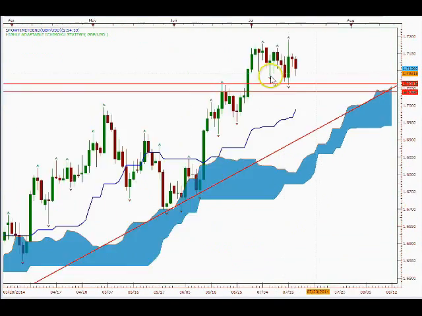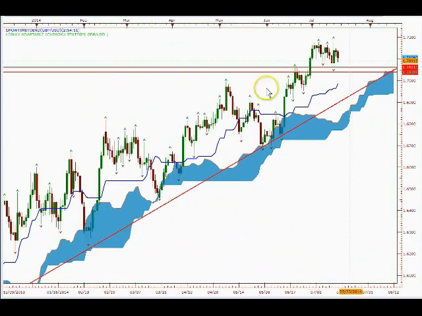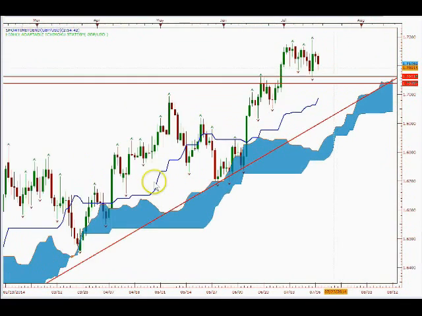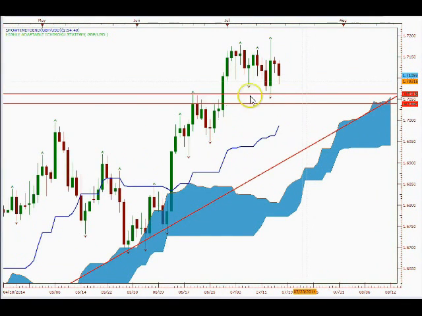The pound dollar, same thing here. You can see the trend line that I've drawn. You can see the fractal levels. You can see fractals higher. All right, and now we're at this level.